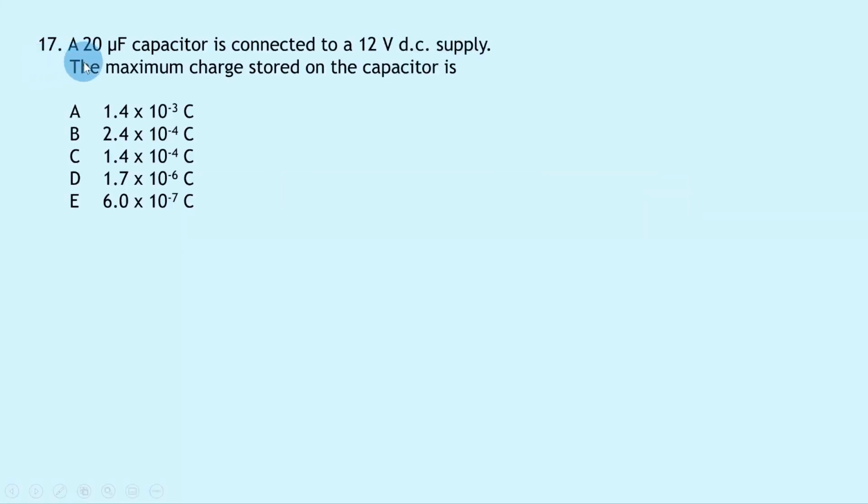Question 17 says a 20 microfarad capacitor is connected to a 12 volt DC supply. The maximum charge stored in the capacitor is... Well, remember, when the capacitor is fully charged, it will reach a potential difference equal to the supply voltage, which is 12 volts. So we can use the relationship between charge, potential difference and capacitance here in order to find the maximum charge.